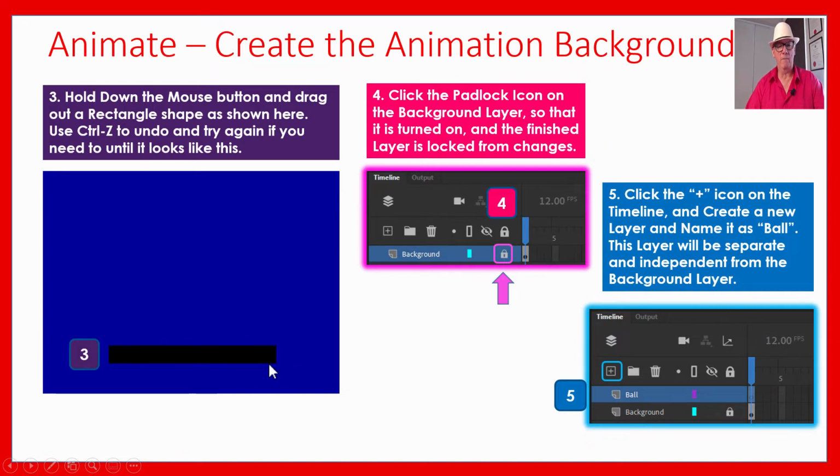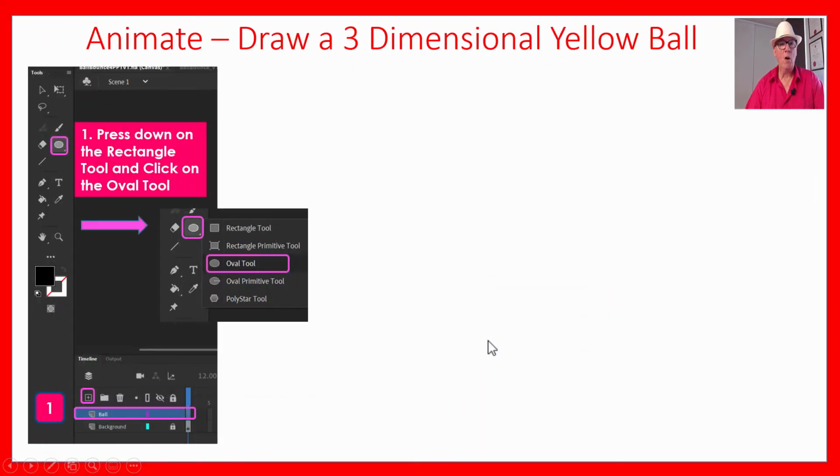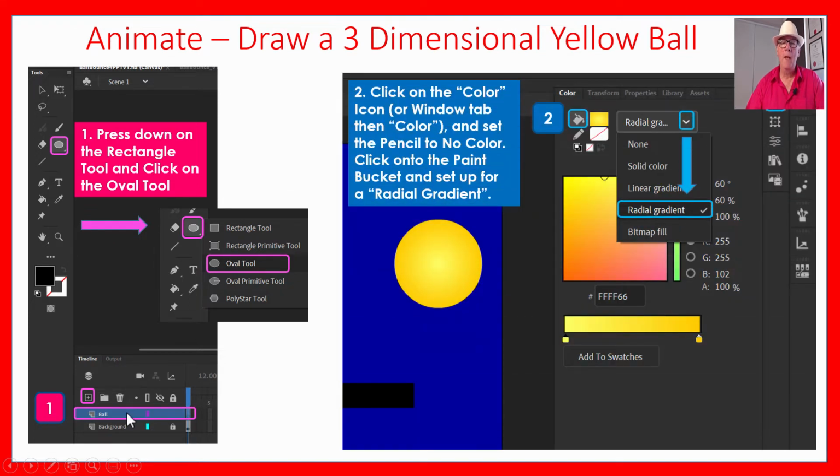background we've got here. All right, now we're going to draw ourselves a three-dimensional yellow ball rather than a plain one. So when we're on the rectangle tool, if you push down, there are other tools as well, and we want to get on the oval tool. So you just push down on the corner here where it was a rectangle and change it over onto the oval tool. And down here, make sure we're clicked on the ball layer at the moment, all right?